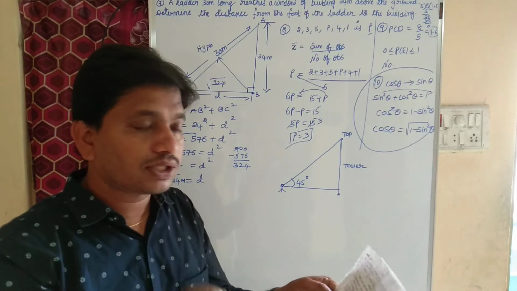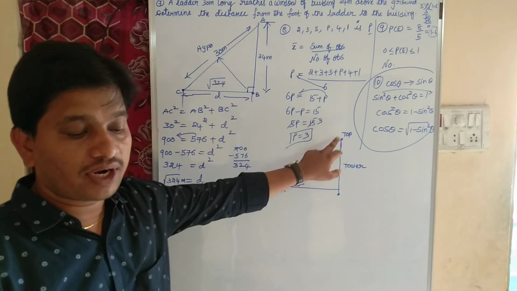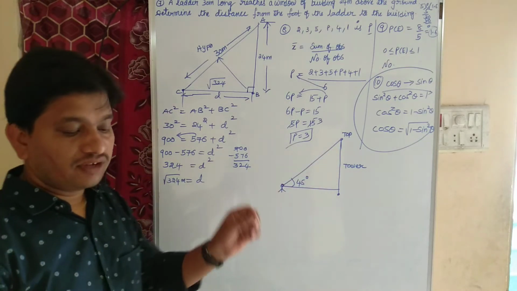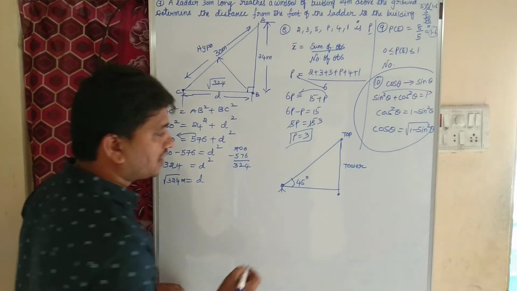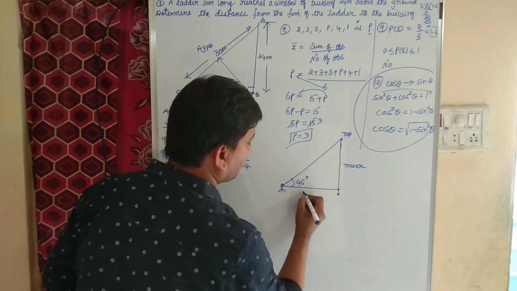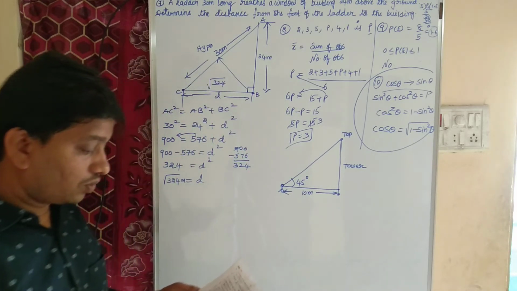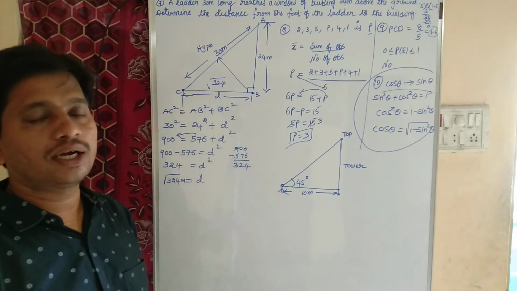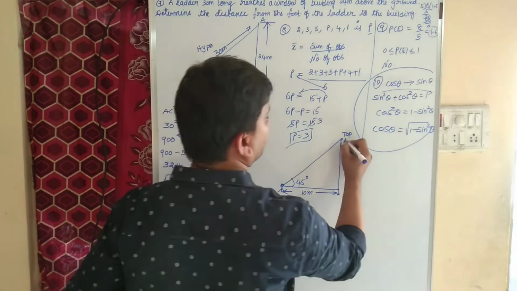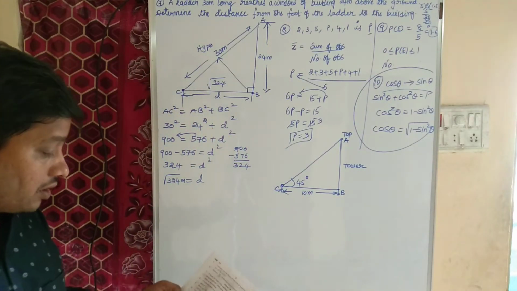A boy observes top of a tower at an angle of elevation 45 degrees from a point which is 10 meters distance from the foot of the building. The distance between foot of the building and foot of the tower is how much? 10 meters. Now draw the diagram for this data. Simply they are asking to draw the diagram for this data. Yes, this is our diagram to the given data.